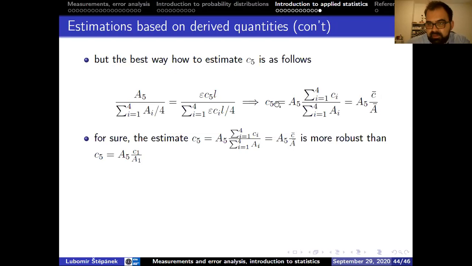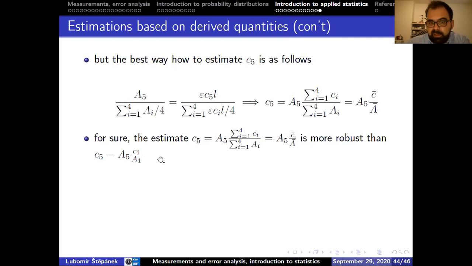but I used all the previous solutions of known concentration. So you can see that if I calculate C5 as A5, epsilon 5 multiplied by this fraction, I used all the previous measurements. Then if I picked only one of them, the first one or second one or the third or the fourth, but not the rest of them. So this one is definitely more robust.